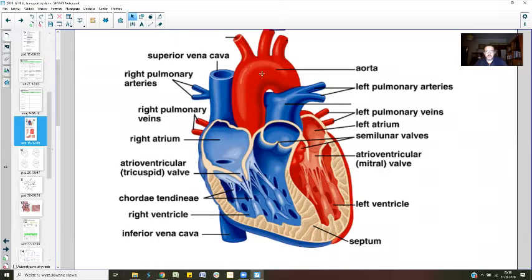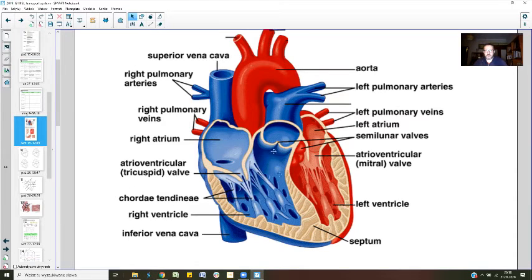Hello again. With this video, I would like to present the functioning and structure of the heart. How does it pump blood, how does the cardiac cycle look, and how does the blood pressure change during the work of the heart. First, let's take a look at the structure of the heart.